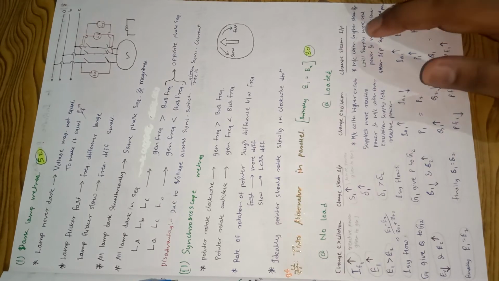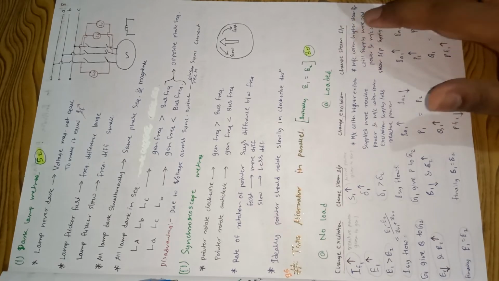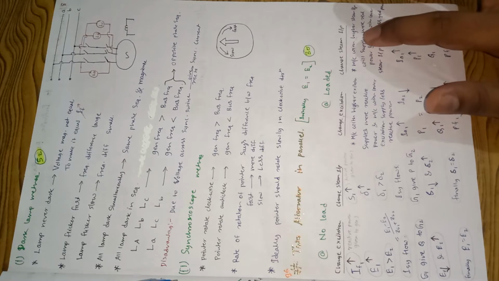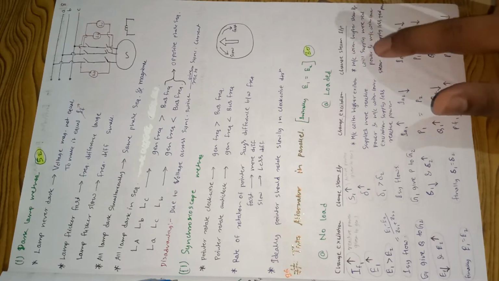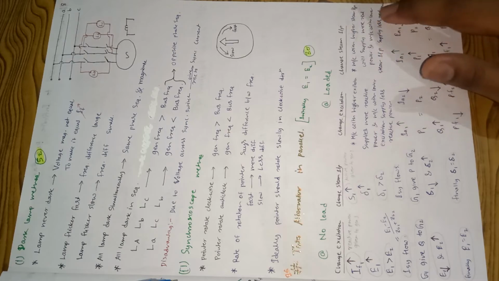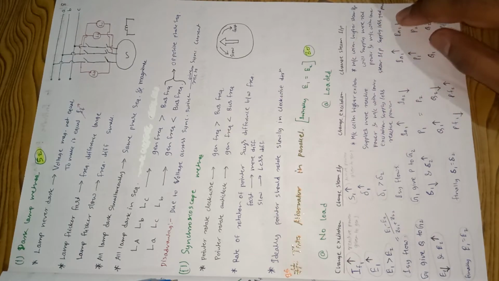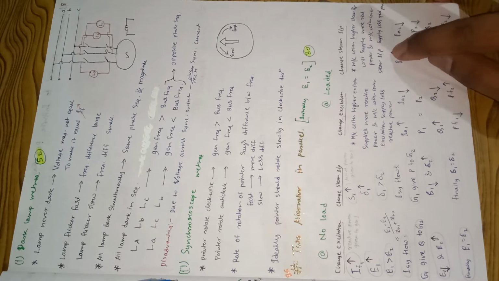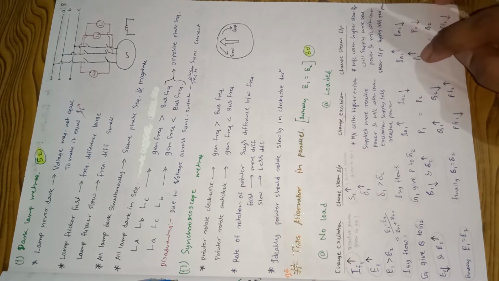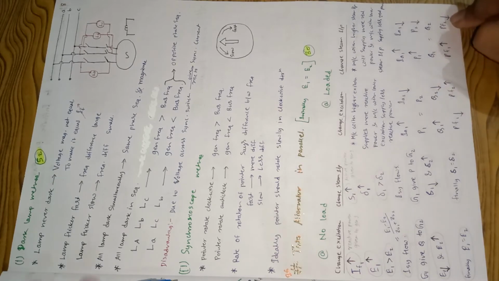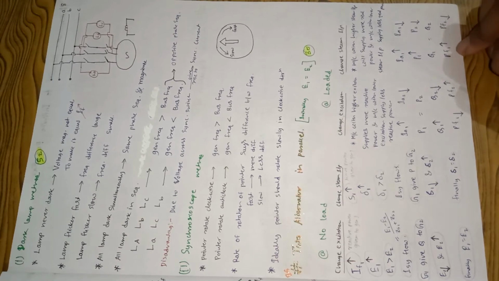Okay, and when we talk about change in steam input, when we increase the steam input of generator 1, the machine with higher steam input will supply more real power, and the machine with lower steam input will supply less real power. IA1 is more and IA2 is less, so P1 will be more and P2 will be less, but there is no change in reactive power. Q1 is equal to Q2. So due to the increase in P1, the power factor of generator 1 will increase and the power factor of generator 2 will decrease.